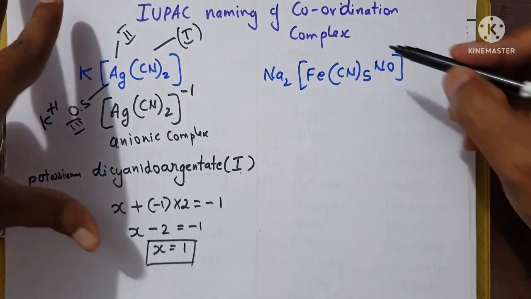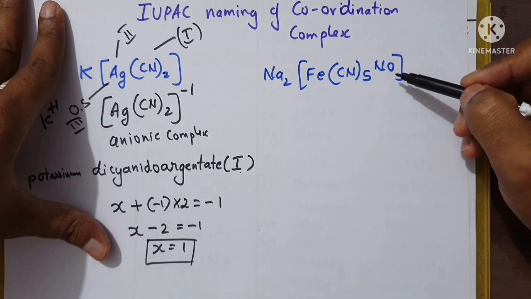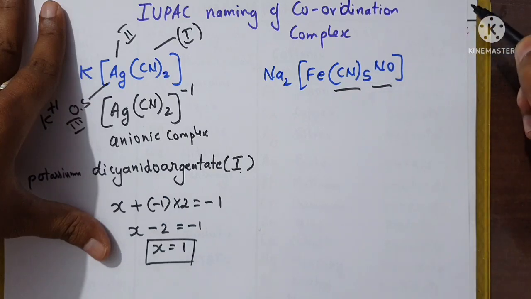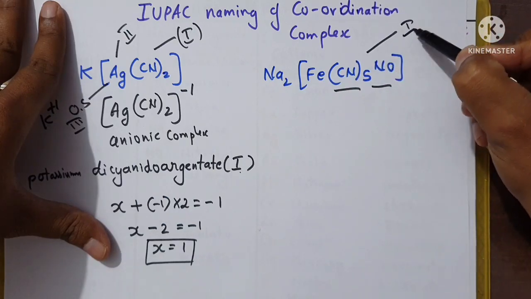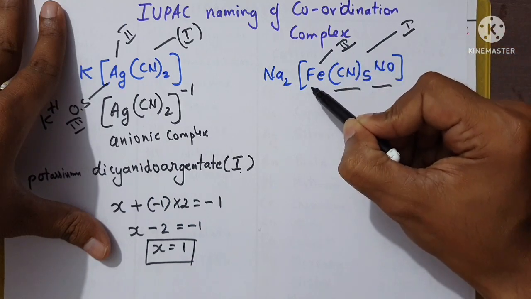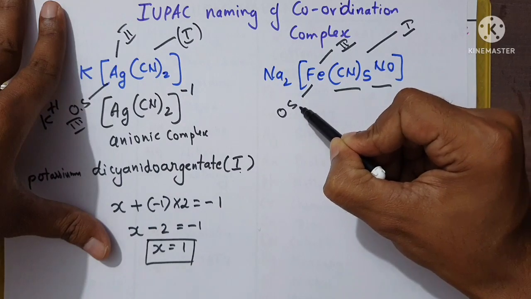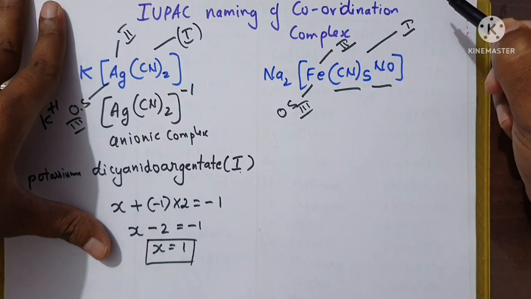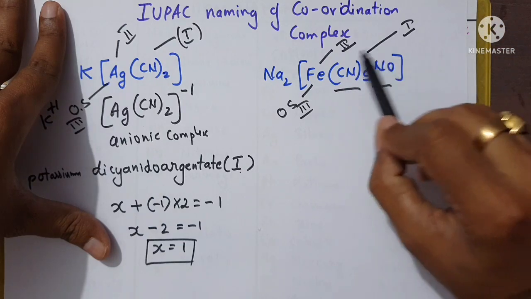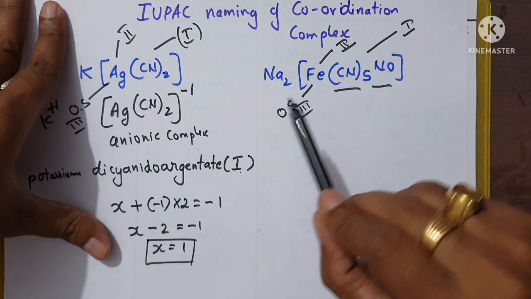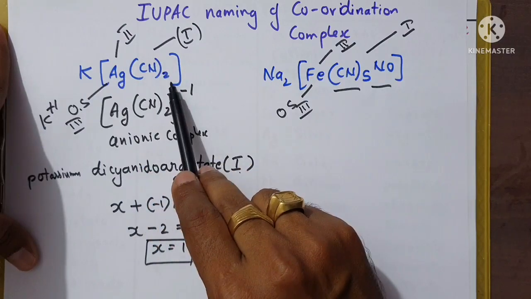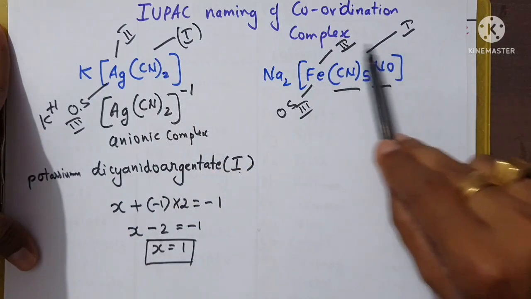Let me quickly go for one more example. In the next example, you can observe here, children, there are 2 different types of ligands. Rule number 1, first name the ligands. Rule number 2, name the central metal atom. Rule number 3, write the oxidation state of the central metal atom. Now, when there are 2 different ligands, we call this as a heteroleptic complex. When there is one type of ligand, we call it as a homoleptic complex. It is a heteroleptic complex now.